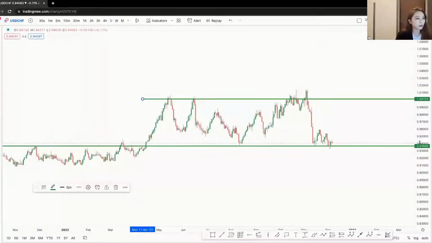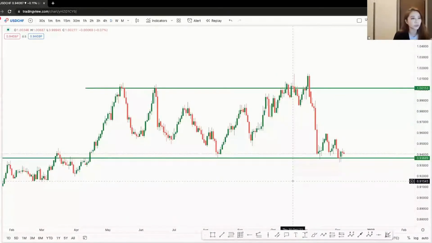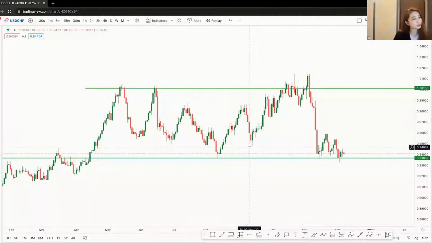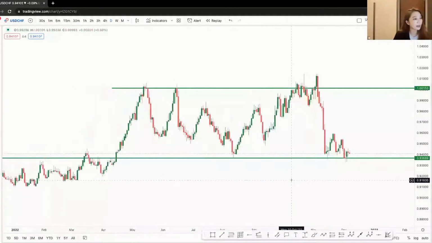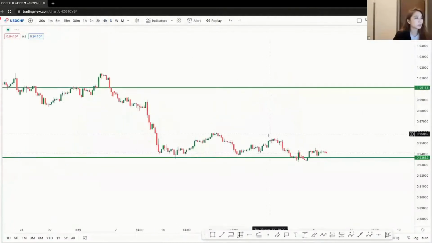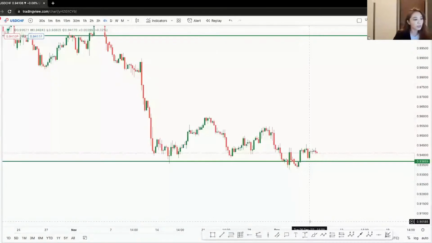On the daily, we are seeing that price is actually moving in between these two prices. So we're looking at 0.93 and 1.001. In terms of the daily chart, it is not super trending. We are looking at a sideways moving kind of trend. However, if you take a closer look in the H4, you can see that it's moving down slightly.